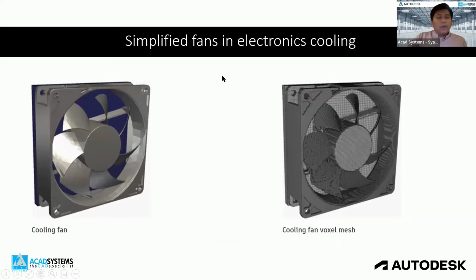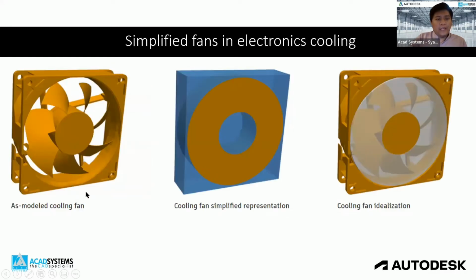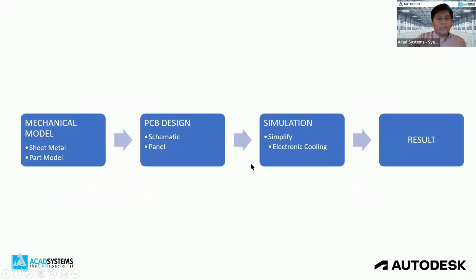Also it can be simplified. This one is a simplified fan. So this will be your cooling fan, and this will be your meshing. Using electronic cooling, you can simplify, either keeping the model as-is, or making it a simplified representation, or cooling fan idealization, where only the fan changes. This can also be set when we do a simplification.